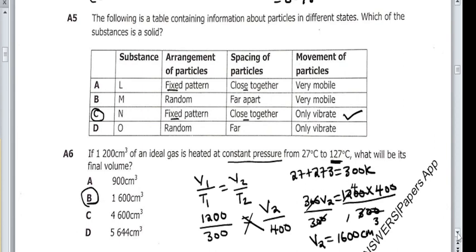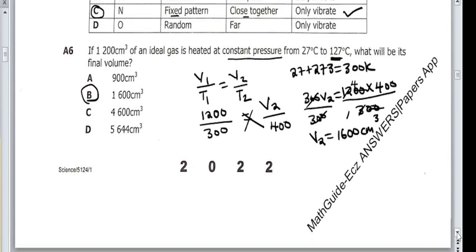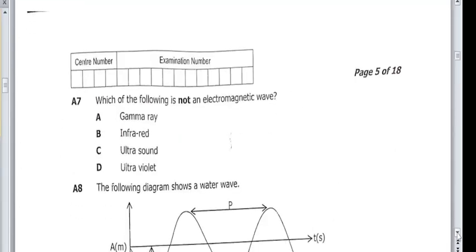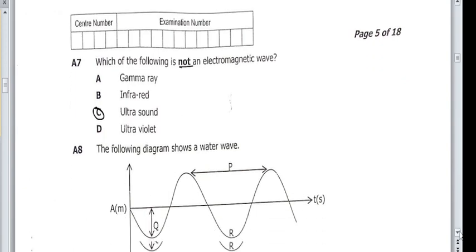Now proceed. We look at question 7. Question 7, there it is. For question 7, we have a question: which of the following is not an electromagnetic wave? Well, this was a straightforward question. The one which is not an electromagnetic wave is C, ultrasound. Gamma ray, infrared, ultraviolet are all electromagnetic waves. Only ultrasound is not. So this was a straightforward question. We go to question 8.